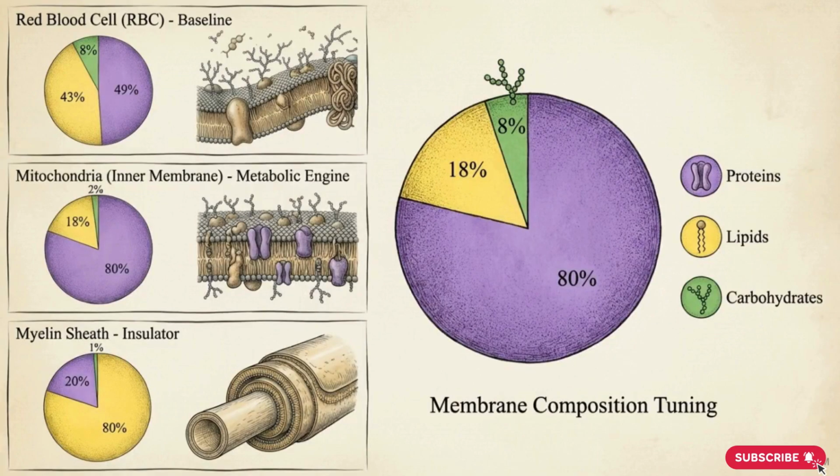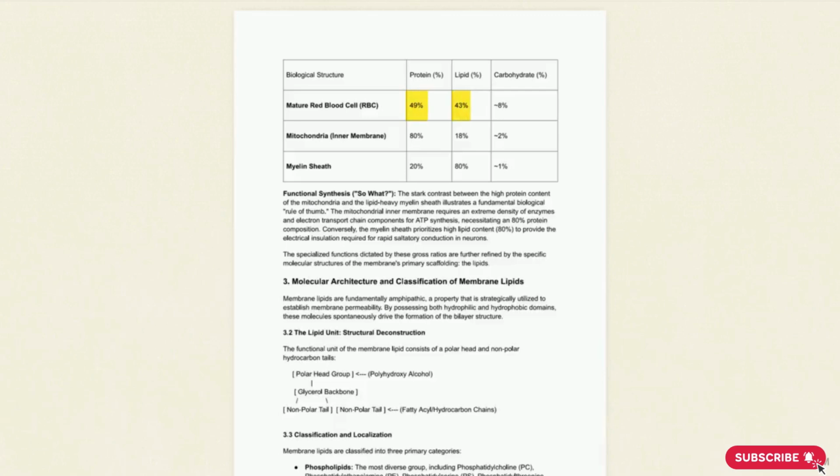While thermodynamics dictates the basic bilayer shape, the actual chemical makeup of these boundaries is variable. Ratios of lipids, proteins, and carbohydrates are tuned to support specific survival needs. Using the red blood cell as a baseline shows a membrane split of 49% protein to 43% lipid. Contrast that with a mitochondrion, requiring 80% protein for ATP synthesis. Conversely, the myelin sheath uses 80% lipid to provide electrical insulation for neurons.